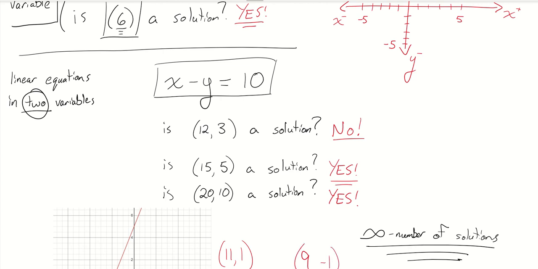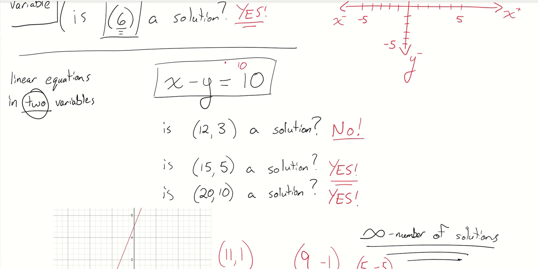You could plug in 5 and negative 5. And that would be another solution, right? Because if you plug 5 in for x, and then you subtract the value for y, which is negative 5, is that equal to 10? Well, 5 minus negative 5 is the same thing as saying 5 plus 5. That is 10. The left side is equal to the right side there, so you have another solution.